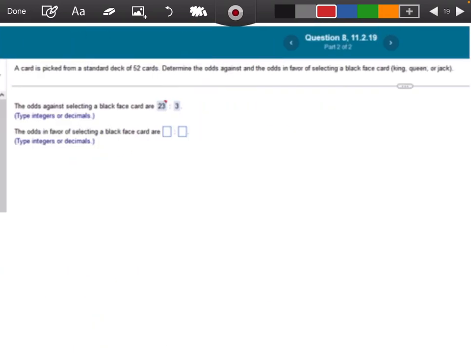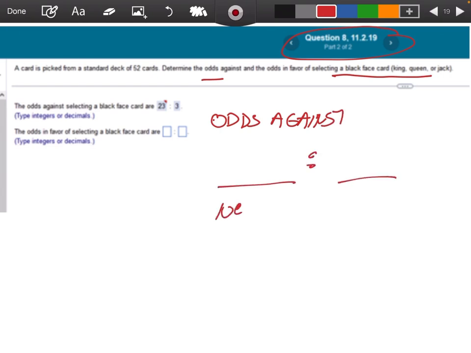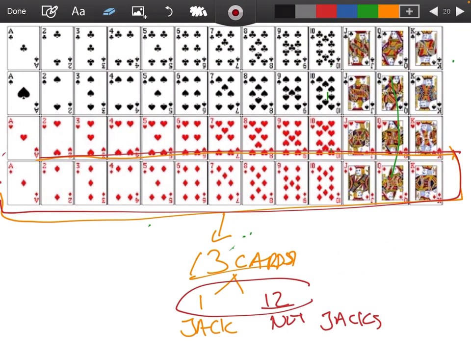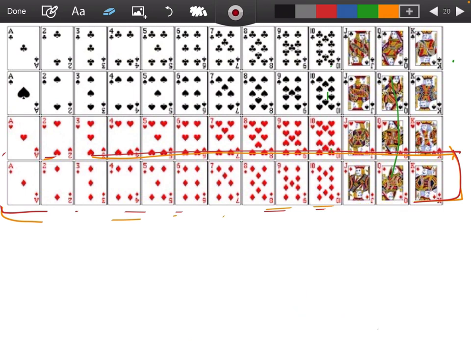Okay, guys, there was another question that the student had asked, and it's number 8, and it's very similar. It's also dealing with the deck of cards. So let's see. It says, determine the odds against and the odds in favor of selecting a black face card. Okay. So look, y'all, first part we're going to do, what are the odds against? Okay. So the odds against, y'all, they're going to be not a black face card to the number that are a black face card.